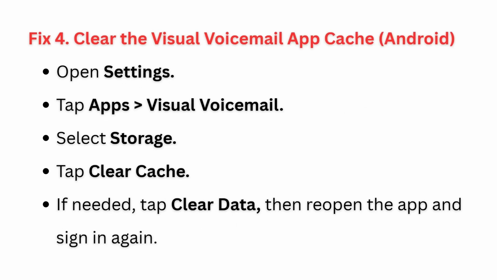Fix 4. Clear the visual voicemail app cache for Android. Open settings, go to app, select visual voicemail, select storage, and tap clear cache. If needed, tap clear data as well, then reopen the app and sign in again.